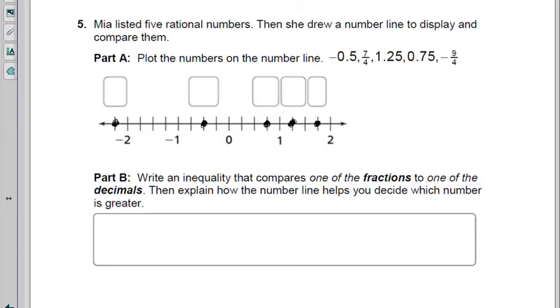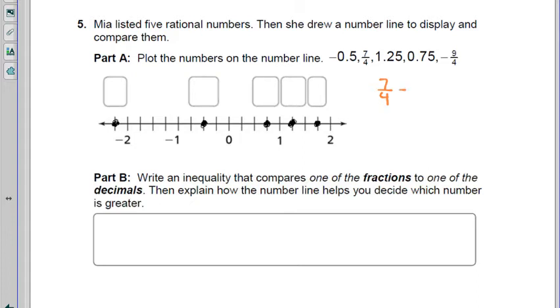Okay, now I need to put some rational numbers on our number line here. Remember, rational numbers can be written as ratios. So there's lots of ways you can do this. You could change these to fractions. You can change them to decimals, whatever makes you comfortable. But there's 2 that stand out that are particularly challenging.